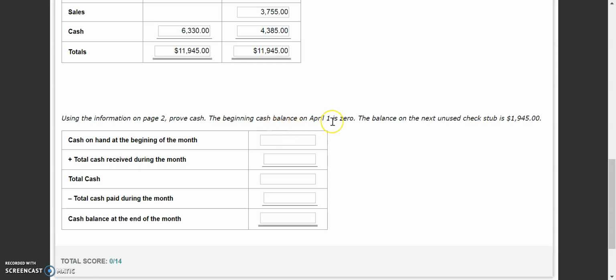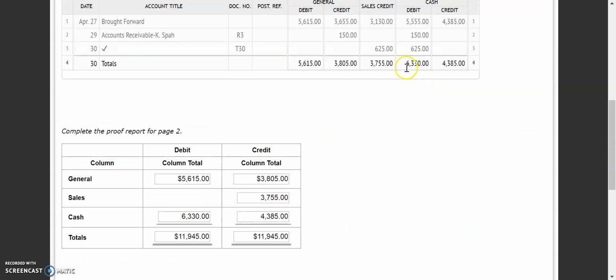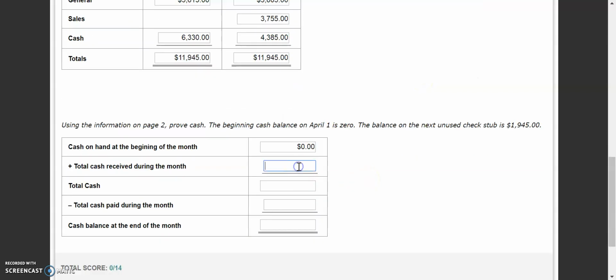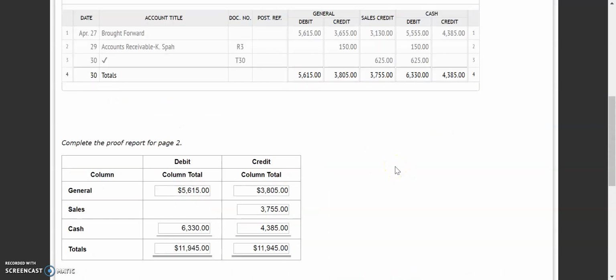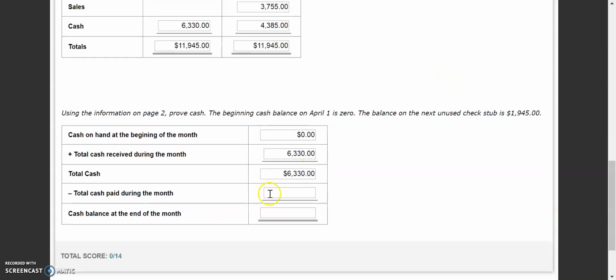So it says when we started our business in April, we had no cash on hand. So we just fill in 0 right here. Plus then we take our total cash that was received during the month. Well, if we're receiving cash, that's our cash debit. So we look up here and our cash debit was $6,330. So we put in $6,330. Our total cash that we got during the month then was $6,330. If our cash on hand balance had been something else, all you're doing is adding those two numbers together. Then we subtract out our total cash that was paid during the month. Well, total cash paid would be our cash credit, so that's $4,385.